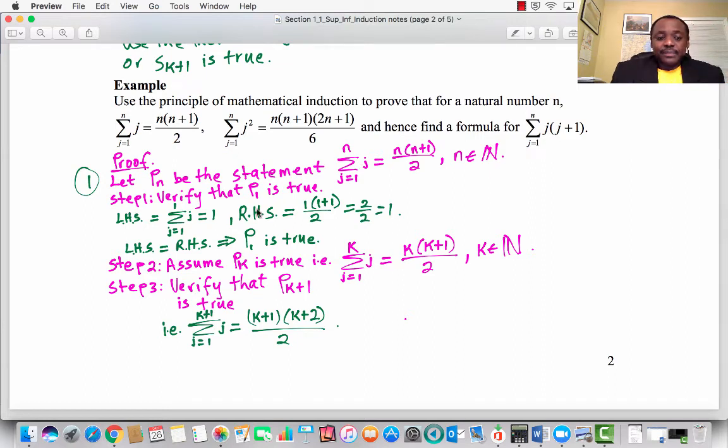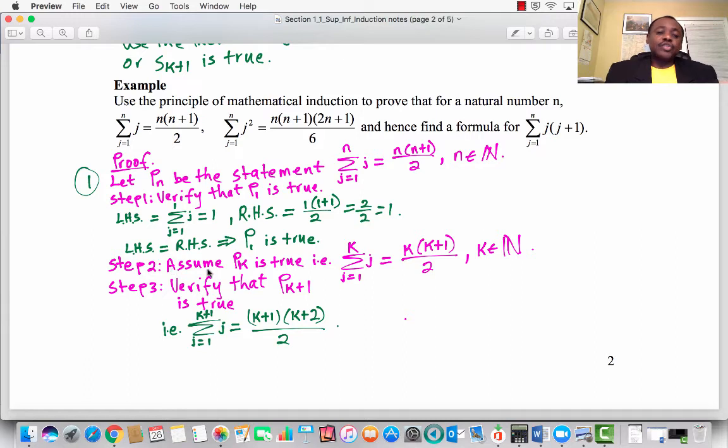As easy as that. So for the left-hand side, we go j from 1 to 1 because we are verifying the case when n is 1. So that will be the summation j from 1 to 1 of j, and that is just 1. The right-hand side, again, n is 1, so that will be 1 times (1 plus 1) divided by 2, and that is 1. So the left-hand side equals the right-hand side, and therefore P1 is true, and step 1 is done. 1 down, 2 to go.